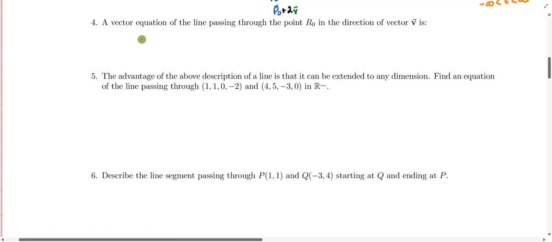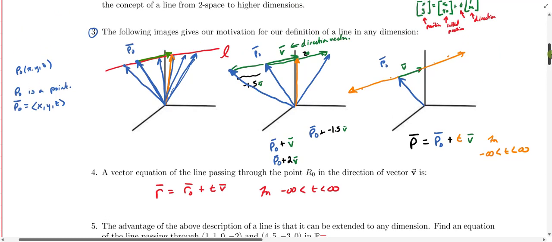Just to recap, though, we said last time that a vector equation of a line passing through a point, in this case I'm using r0, in the direction vector v, would just be that vector r is equal to vector r0, that initial position vector, plus t, some parameter, times v, your direction vector. And that's for minus infinity less than t less than infinity. So if you look at any textbook for the equation of a line as a vector equation, that's what you're going to be given. In order to understand what we just looked at, though, you have to really understand that previous video.